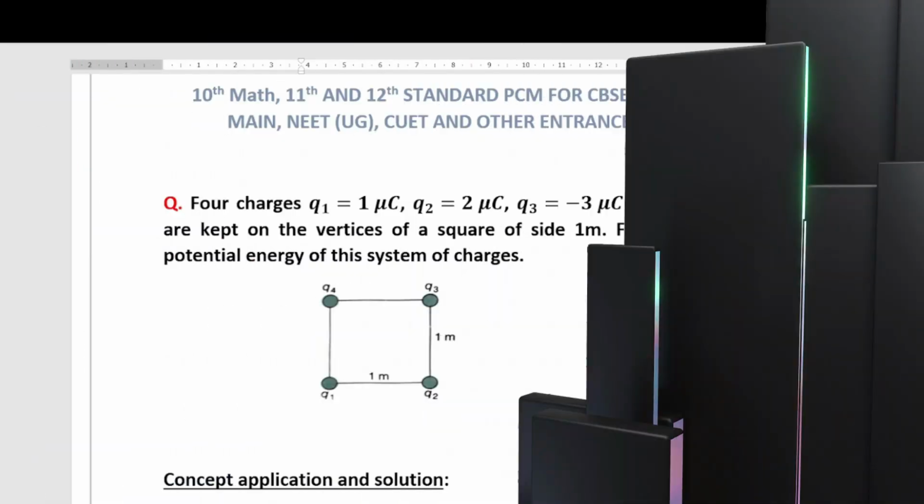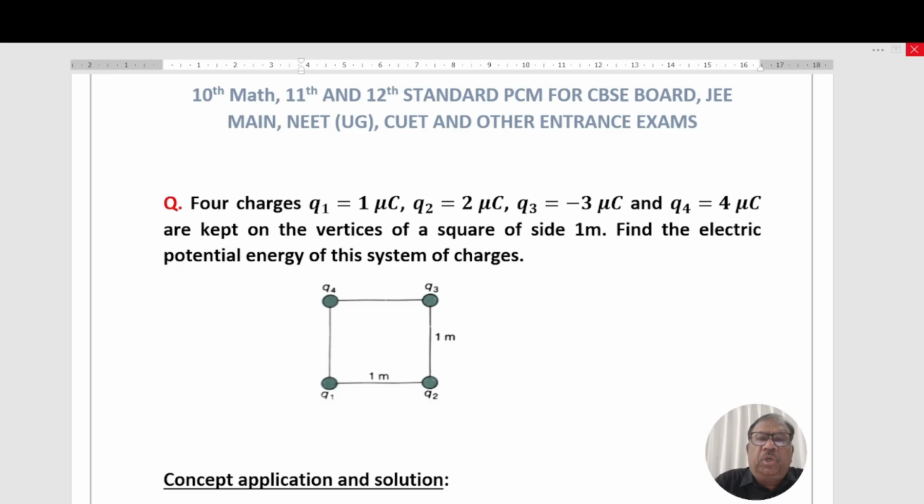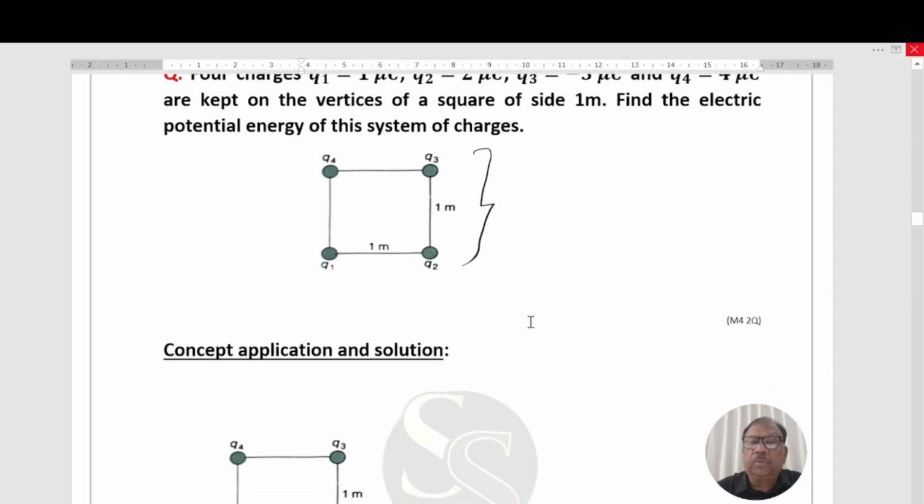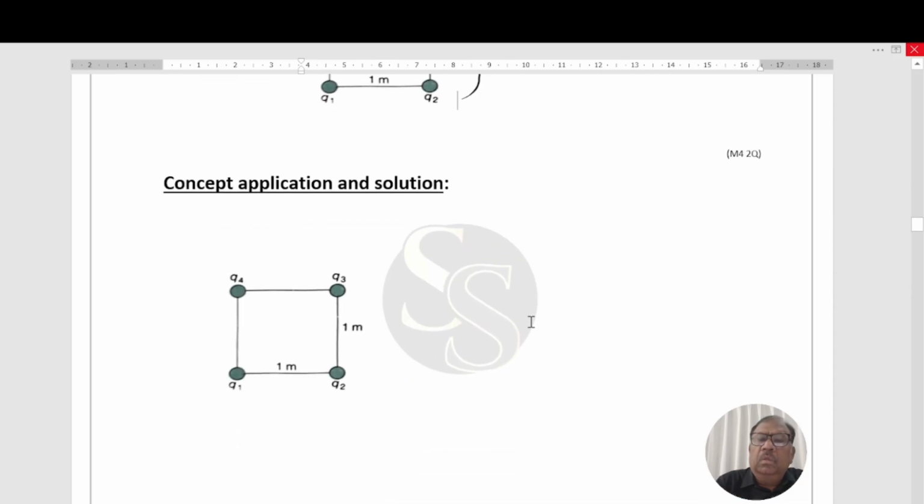Right? Next question. Question is, four charges Q1, Q2, Q3 and Q4 of these values are kept on the vertices of a square of side 1 meter. Find the electric potential energy of the system of charges. Electric potential energy of 2 point charges is 1 over 4 pi epsilon naught Q1 into Q2 upon R.